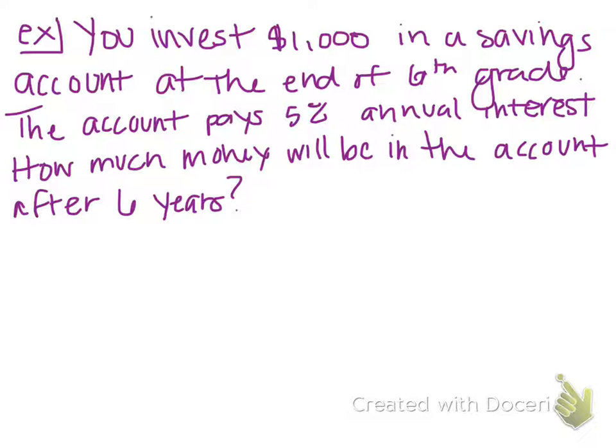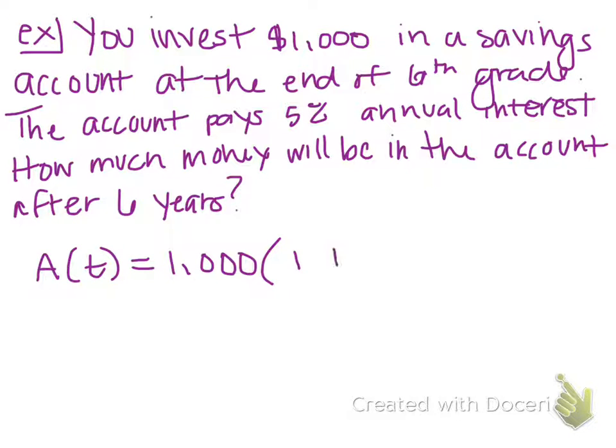So for our first example, it says you invest $1,000 in a savings account at the end of 6th grade. The account pays 5% annual interest. How much money will be in the account after 6 years? So A of t is what we do not know. We're trying to figure out how much money we will have. My principal or my starting value is 1,000.